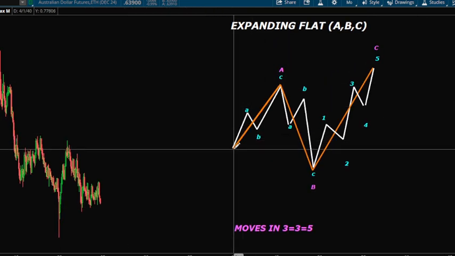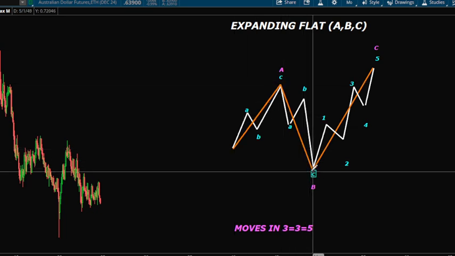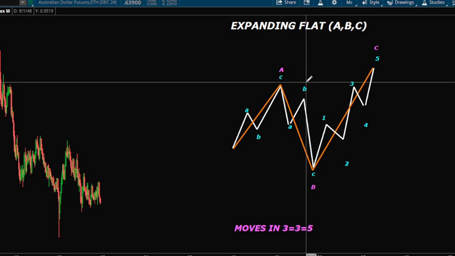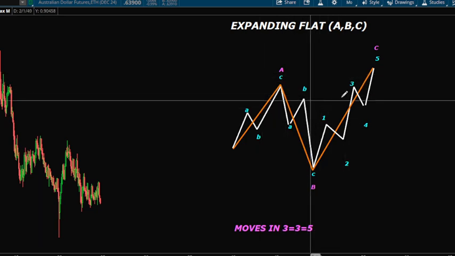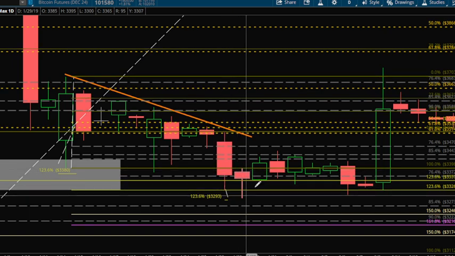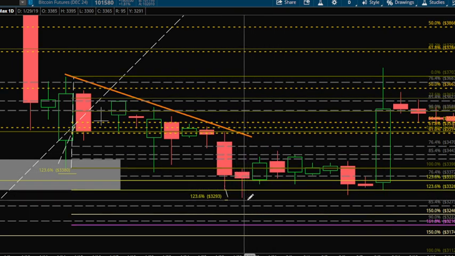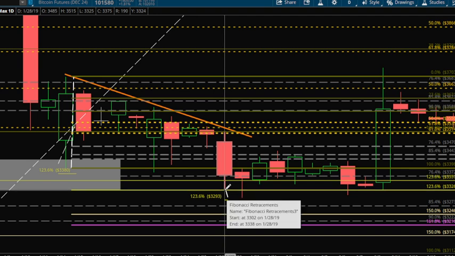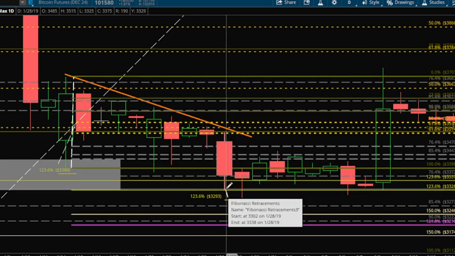We start here with our A leg up, and our B goes actually lower than the A, and the C is higher than the A. So that's what is deceiving about this move here. This is an A, B, and a C. So it makes a lower low, but really our end point was here.